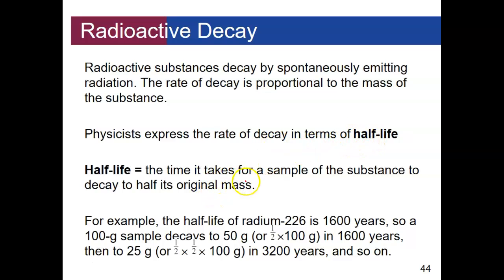And half-life is the time it takes for a sample of the substance to decay to half of its original mass. So if we had something that was 100 milligrams, then its half-life would be the amount of time it takes for it to decay to the point of only having 50 milligrams left. So that's the half-life. Some things decay very rapidly, other things take a long time to decay. So for instance, here the half-life of radium-226 is 1600 years. So it's going to take 1600 years to go from 100 grams to 50 grams. So you can see that some things decay very, very slowly.